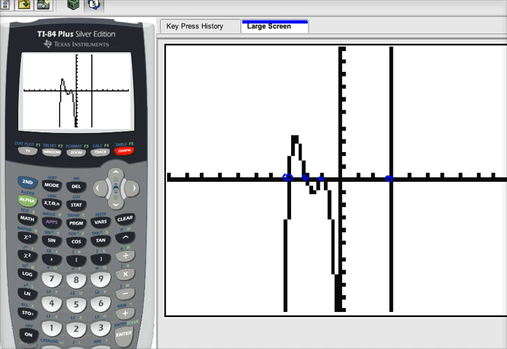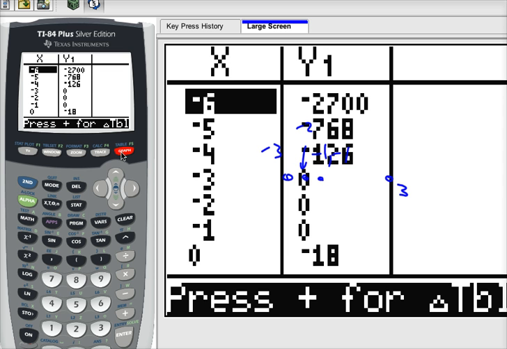That means you have 2 of the same root. So it looks to me like I have 3 as a root, I have -1, but because it bounces, it means I probably have another -1. This one looks like -2, and this looks like -3. We'll go ahead and check that.